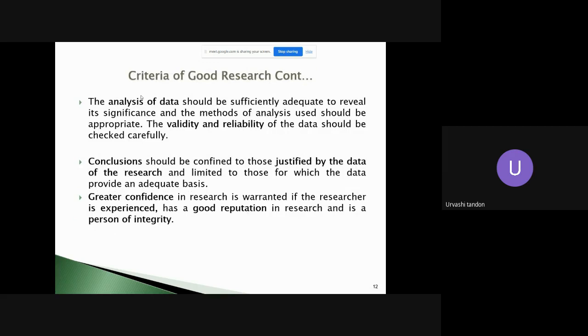So the analysis of data should be sufficiently adequate to reveal its significance. And again, we need to check the data which we collect. We need to check the reliability and validity of the data. Reliability means, if somebody is using that data, let's say after 10 years or 20 years, it's going to give you the same results. And validity is exactly whether it is measuring what it is supposed to measure. Let's say you're measuring ease of use of a particular technology, but does it measure ease of use? It's not measuring customer satisfaction or something else, right?